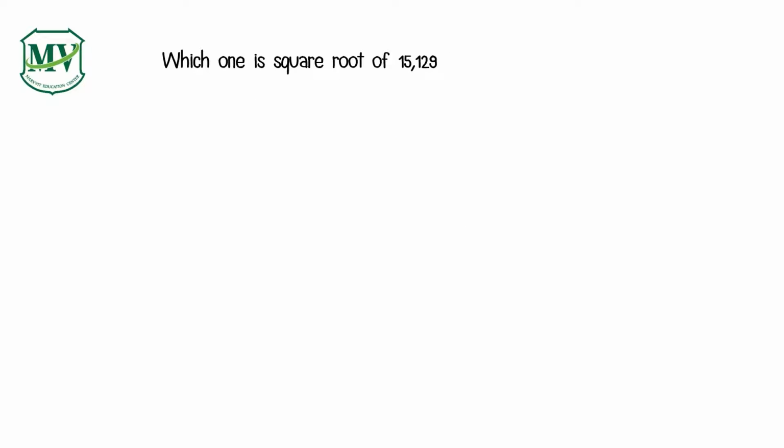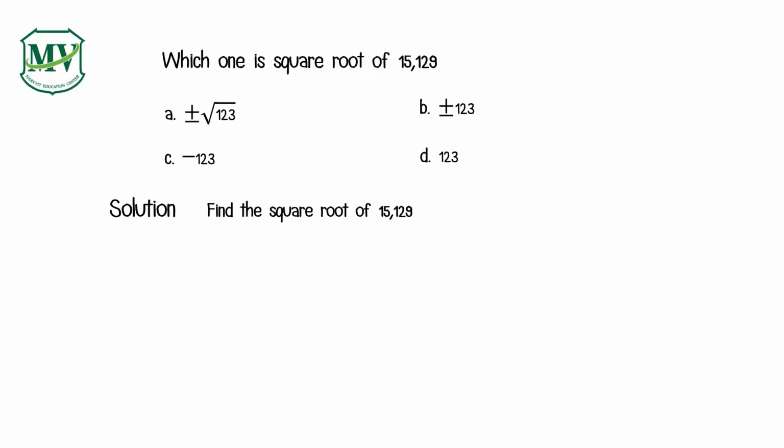So let's proceed to this question. The question is, which one is square root of 15,129? Letter A, positive and negative square root of 123. Letter B, positive negative 123. Letter C, negative 123. Letter D, 123. Let's see the solution.